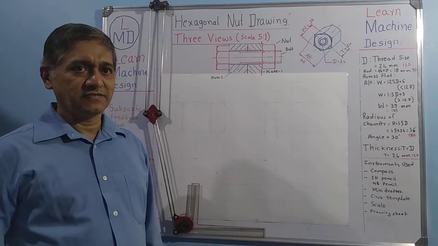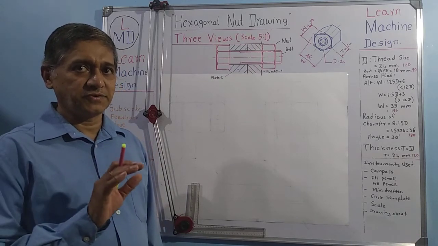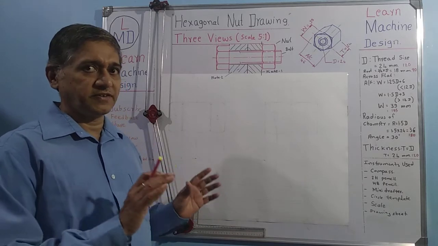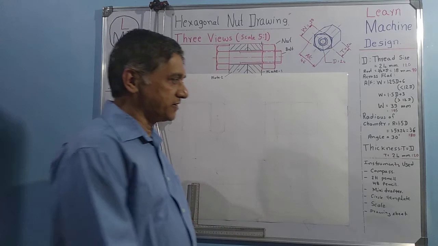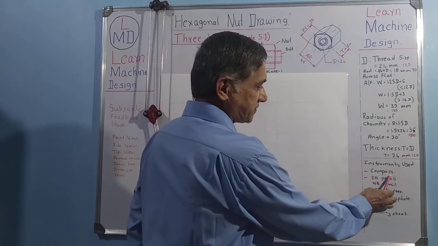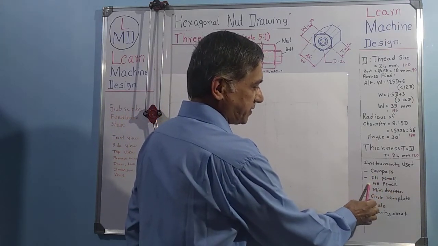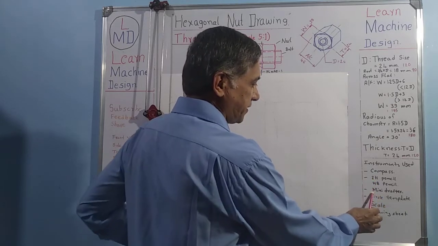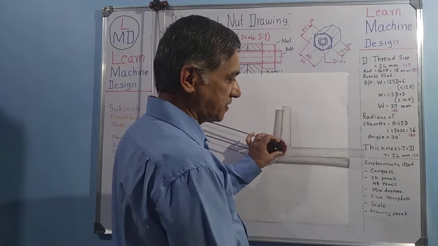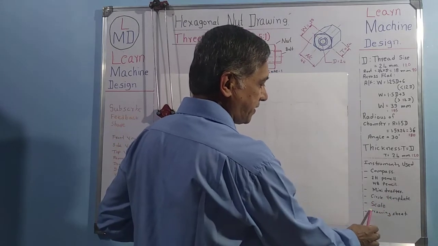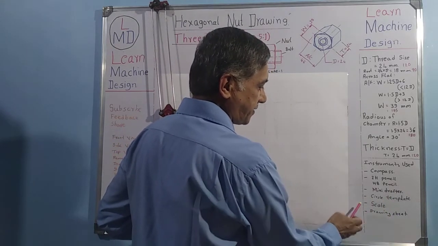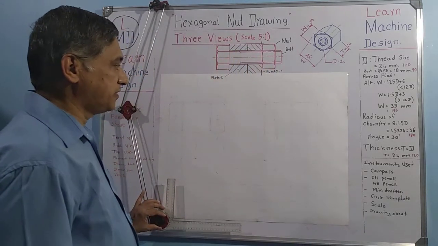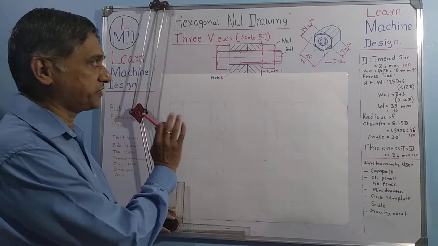Today we will discuss how to draw a hexagonal nut. To draw this nut, there are some instruments required: compass and pencil, especially a 2H pencil and an HB pencil, mini drafter, circle template, scale, and drawing sheet. How to draw this, we will discuss in this session.